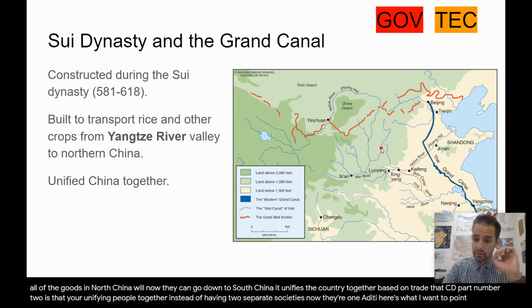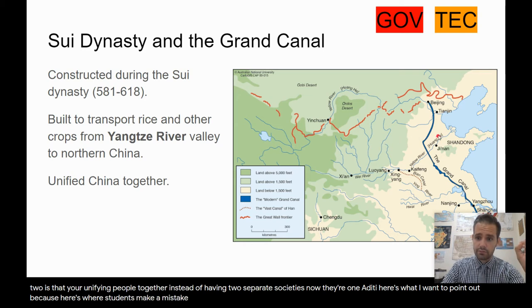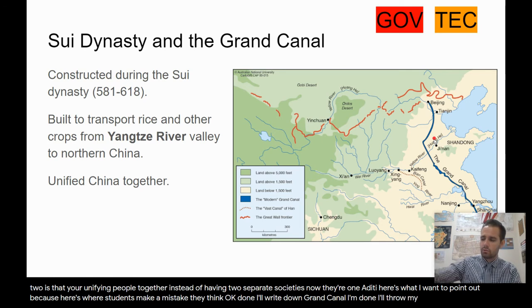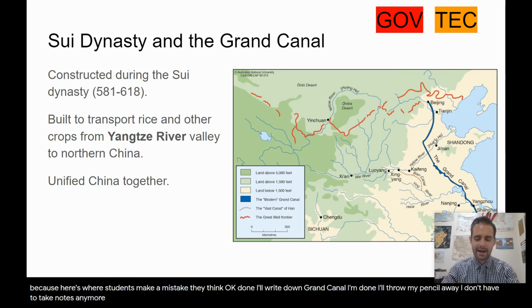Here's what I want to point out, because here's where students make a mistake. They think, okay, done. I'll write down Grand Canal. I'm done. I'll throw my pencil away. I don't have to take notes anymore. I got it down. Wrong.